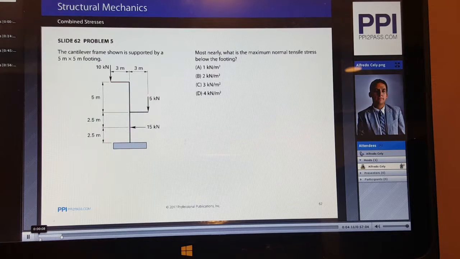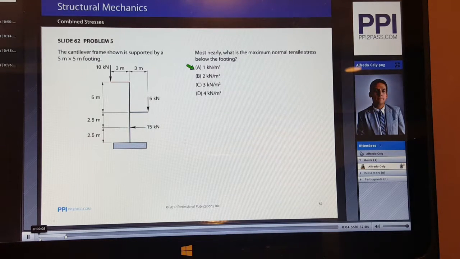So let's go through an example problem to put this to the test. The cantilever frame shown is supported by a 5 by 5 meters footing. So here is the cantilever frame. It has a force of 10 kilonewtons applied at the top. It has a force of 5 kilonewtons being applied at the middle of the frame. Then it has a horizontal force of 15 kilonewtons being applied at the middle of its, let's say, lowest column.